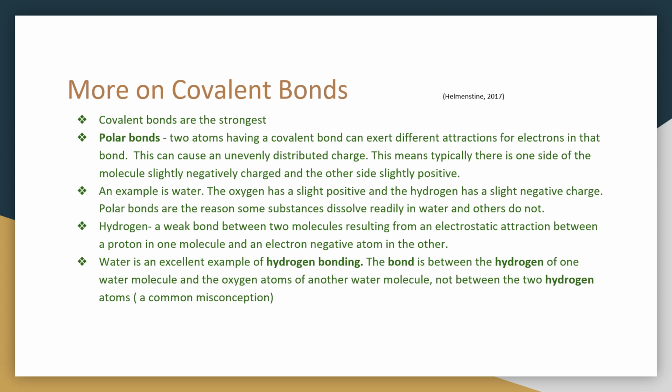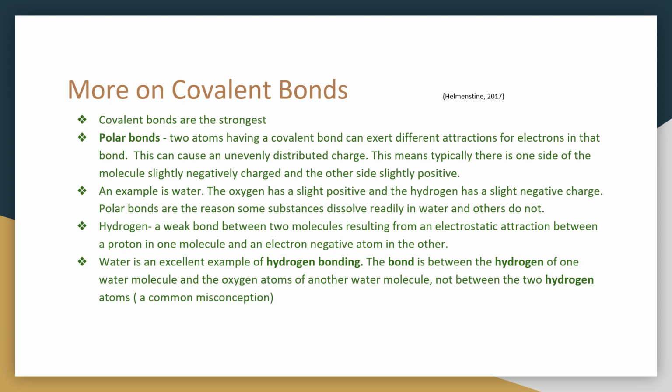Polar bonds are covalent bonds between two atoms that can exert different attractions for electrons in that bond. This can cause an unevenly distributed charge. This means typically one side of the molecule is slightly negatively charged, and the other side is slightly positively charged. An example is water. The oxygen has a slightly negative charge and the hydrogen has a slightly positive charge. Polar bonds are the reason that some substances dissolve readily in water and others don't.